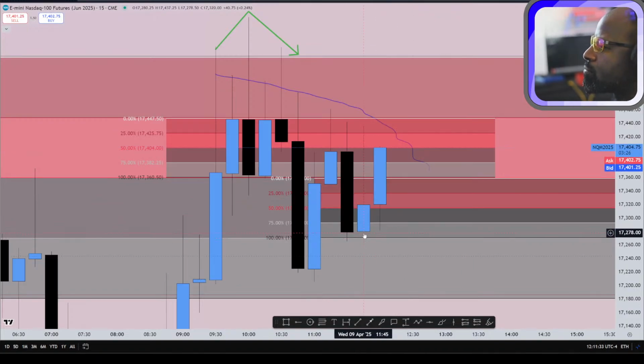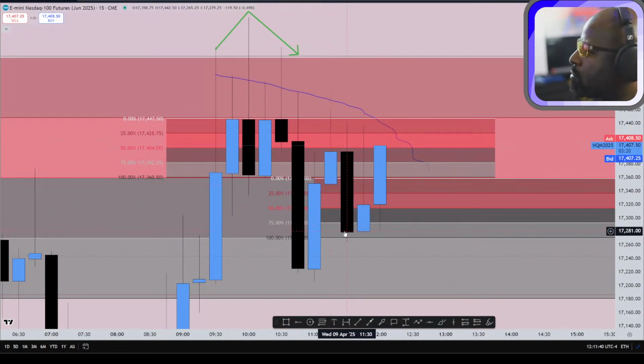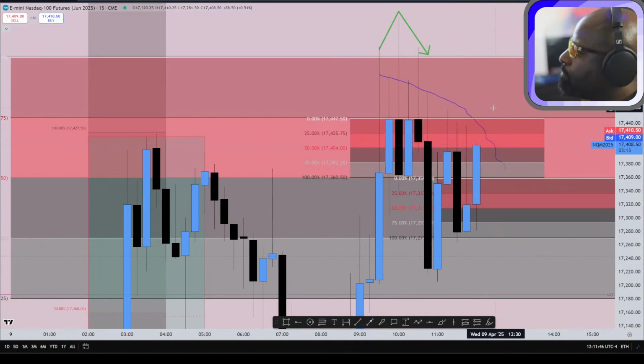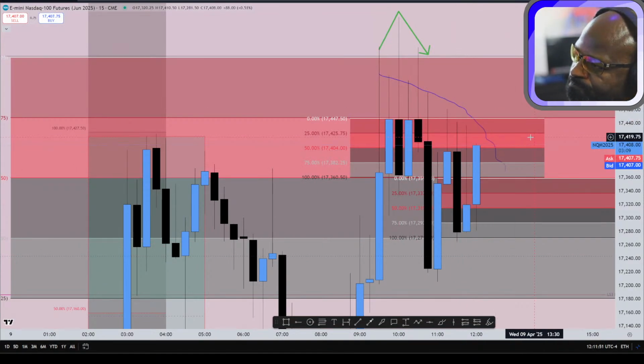This is a higher close. This is a higher close. Sorry. This is a higher close. This is a higher close. That's a lower close on that one, but a higher close on this one.